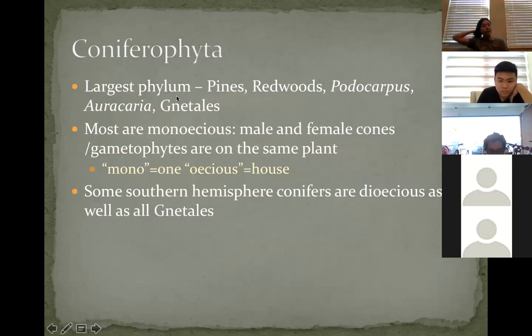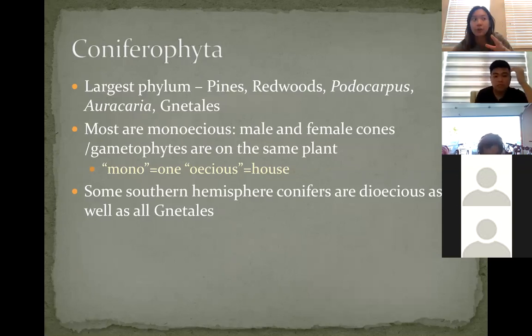But for the conifers, most of them are actually monoecious, meaning that their male and female cones or their male and female gametophytes are on the same plant. Actually, if you look at most conifer trees, or specifically pines that I know of at least, the male cones are usually going to be closer to the base, lower down to the ground, and the female cones are going to be really high up, and that's to prevent self-fertilization. But they are monoecious, meaning one house. So again, both male and female cones on the same exact plant.